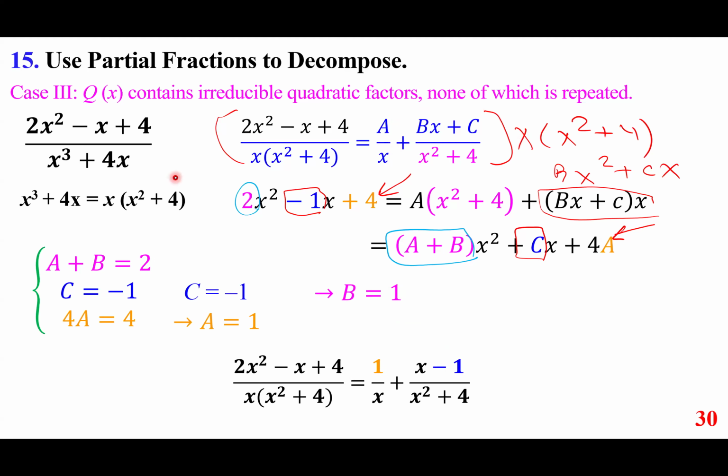And therefore, the original function, now that the denominator is factored, becomes 1 over x plus x minus 1 over x squared plus 4 as the final answer, everybody.